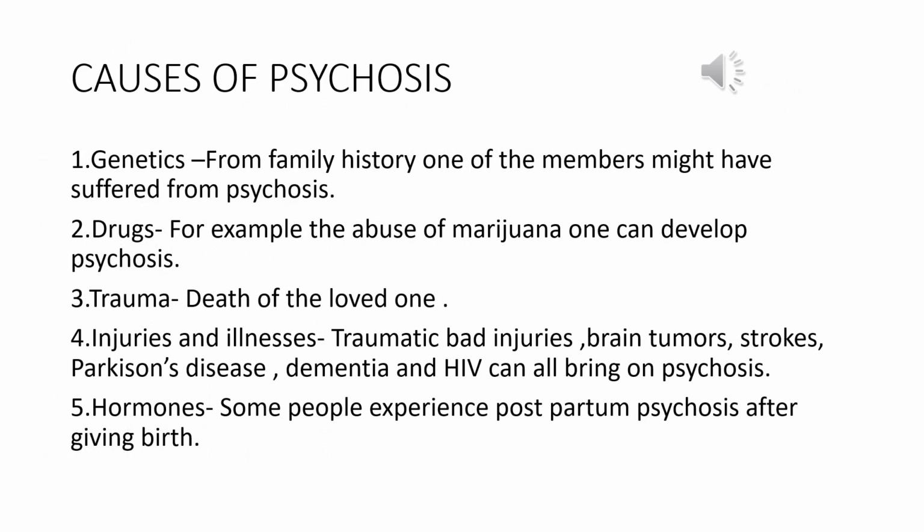Causes of psychosis. Psychosis has many causes. Among them is genetics, that is from the family history. One of the members might have suffered from psychosis, and therefore giving him the likelihood of acquiring psychosis. Another one is drugs. Someone who abuses marijuana can develop psychosis. Trauma, that is the death of a loved one, somebody might develop psychosis.